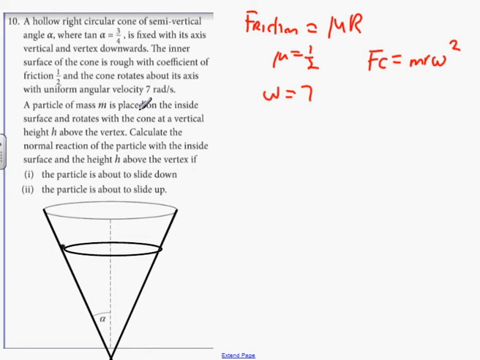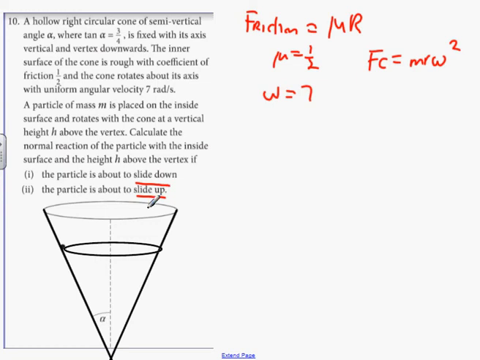A particle of mass m is placed on the inside surface and rotates in the cone at a vertical height of h above the vertex. Calculate the normal reaction of the particle with the inside surface and the height h above the vertex if the particle is about to slide down and if it's about to slide up.